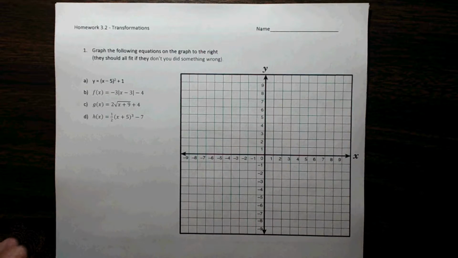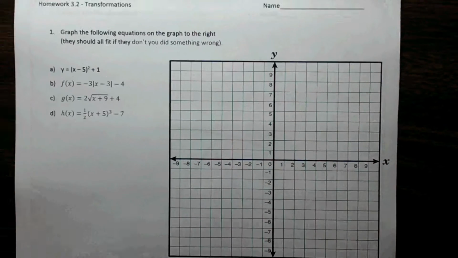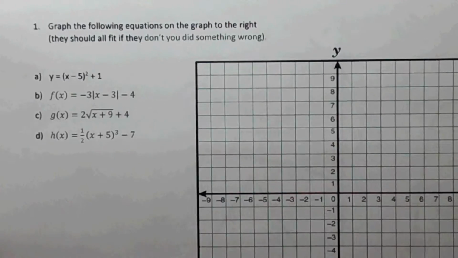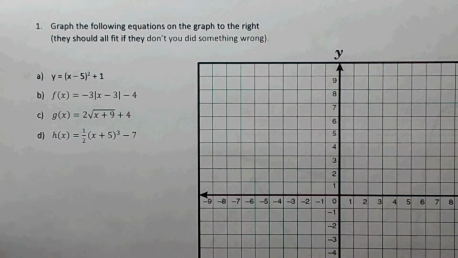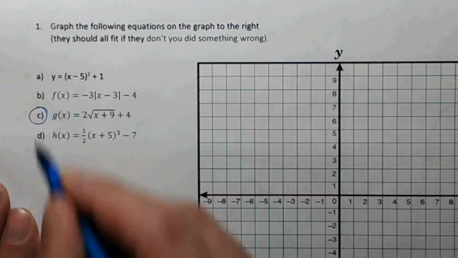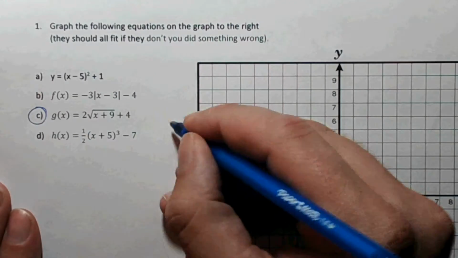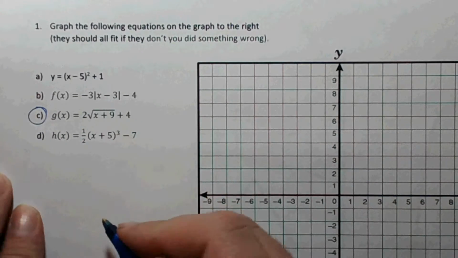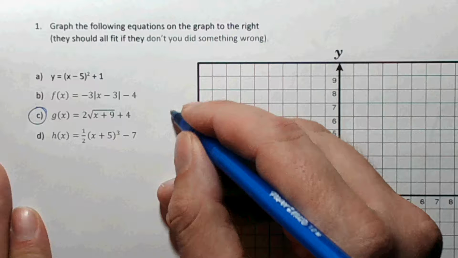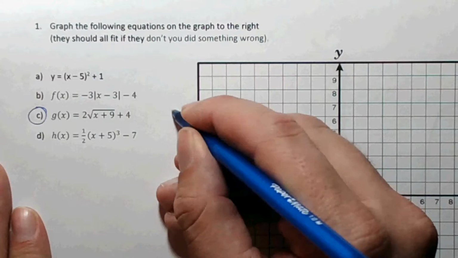All right, homework 3.2 is on transformations, and these should be fairly straightforward. I'm going to go through a couple of them with you where I think you might run into trouble. The first one I'm going to do with you is C, and the first thing we want to do is decide what parent function this is.